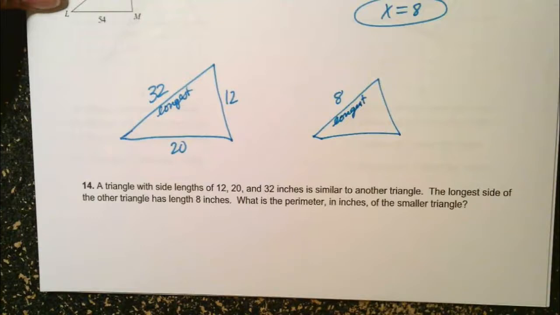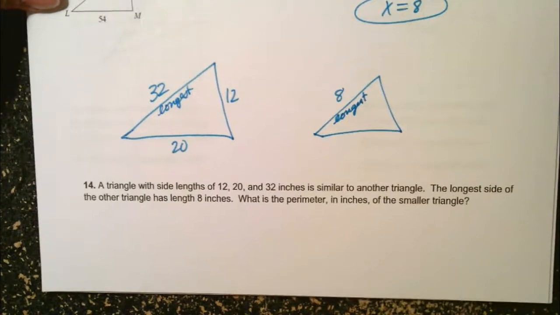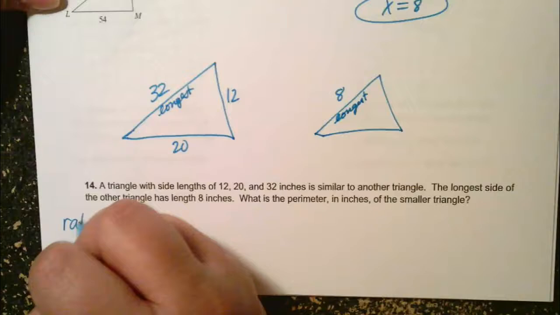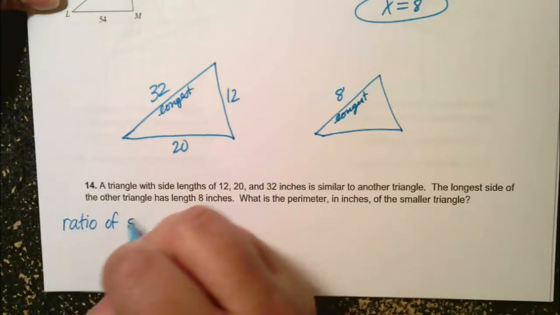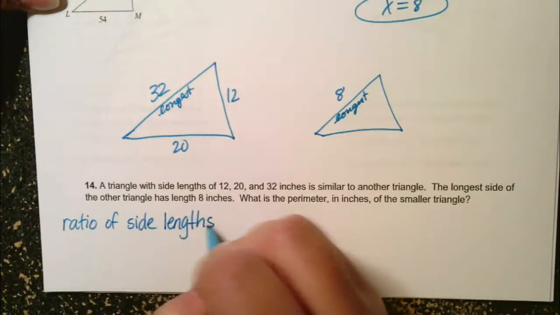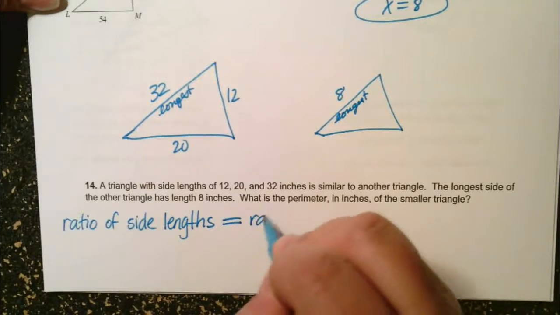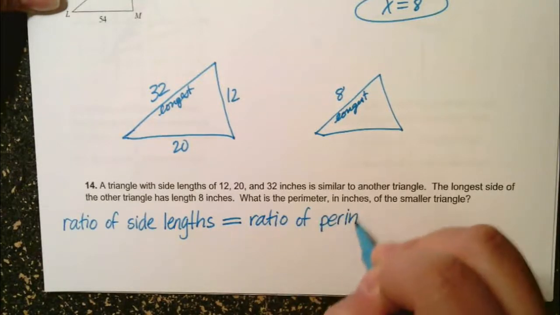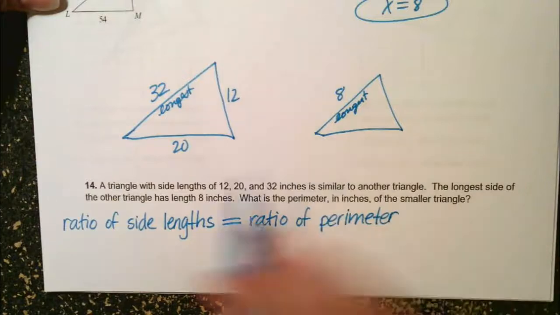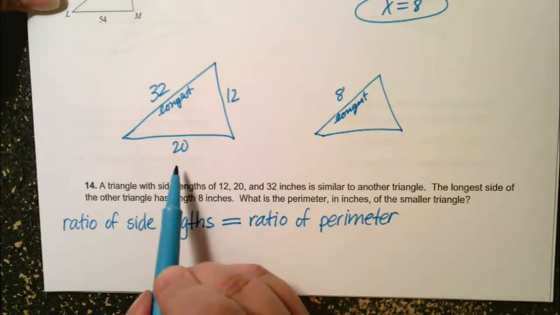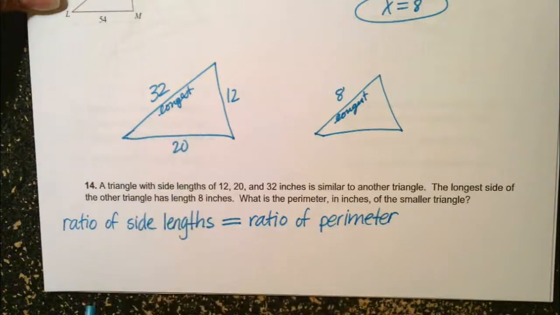What is the perimeter? Now, the key thing that we have to remember here is that your ratio of side lengths, often called the similarity ratio, is equal to the ratio of the perimeters. Perimeter is just a length. It's like a bunch of lengths put together. So it has the same relationship as each one of those individual lengths.